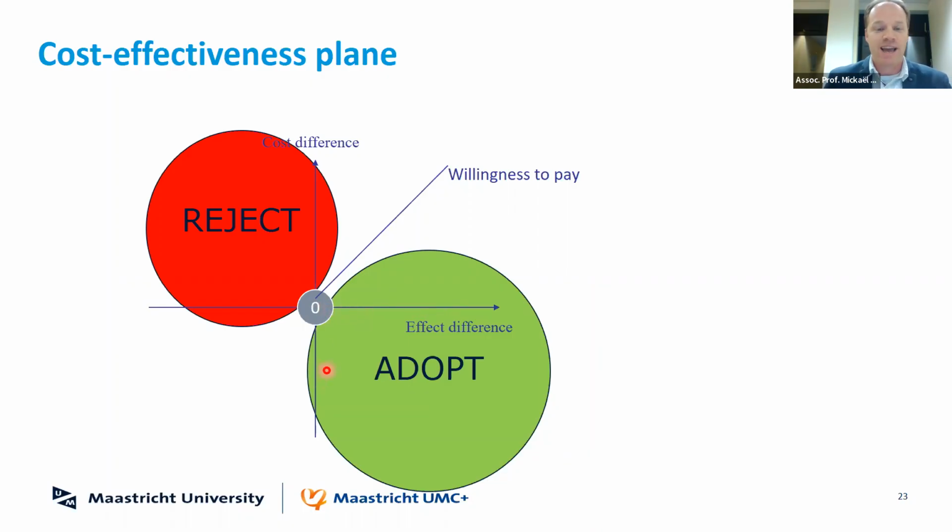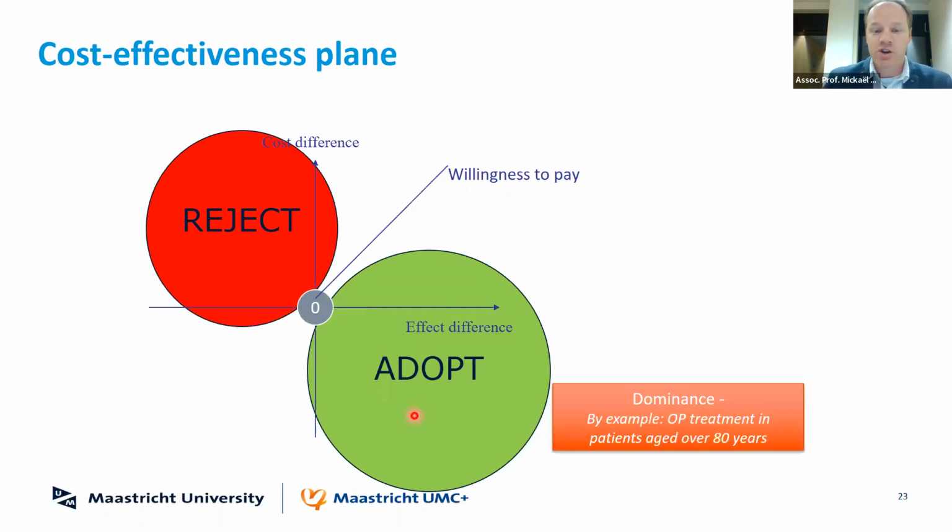And remember that the costs are the total cost. It's not only the cost of the intervention, but it's also the saved healthcare costs that we could prevent with diseases. And in this situation, we speak of dominance. And that's, for example, the case of osteoporosis treatment in patients aged over 80 years, when we see that the saving cost from treating this patient is higher than the cost of treatment. An intervention associated with more quality and more cost, if they are below the threshold, they should also be adopted from an economic point of view.